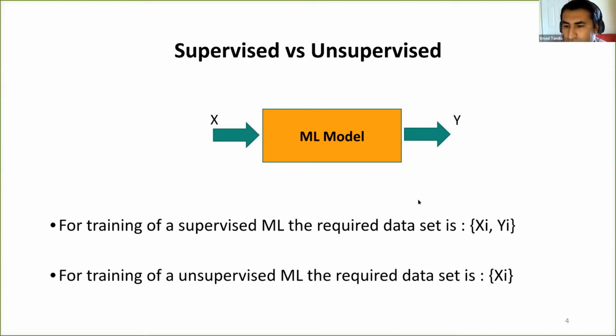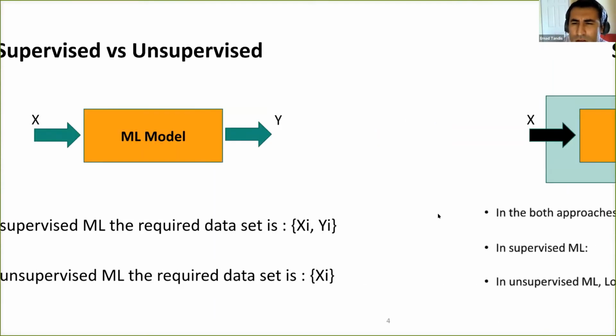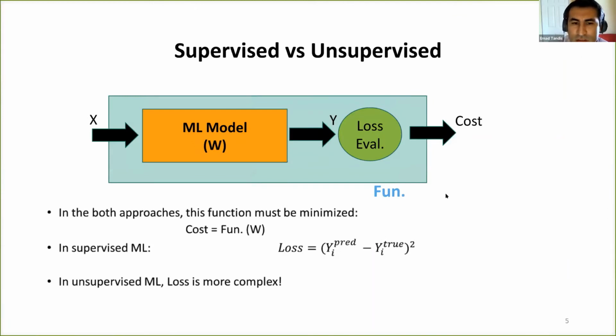But for unsupervised learning, you just need X. So by giving X, the model will figure out how to train and how to make a prediction for it. For more detail, let's look at the training process in supervised and unsupervised. The X is input, and the ML model actually has a lot of weights or parameters, or W, or unknowns, whatever it is. And having it initialized, it will generate predicted Y, and the predicted Y will be given to the loss evaluator.